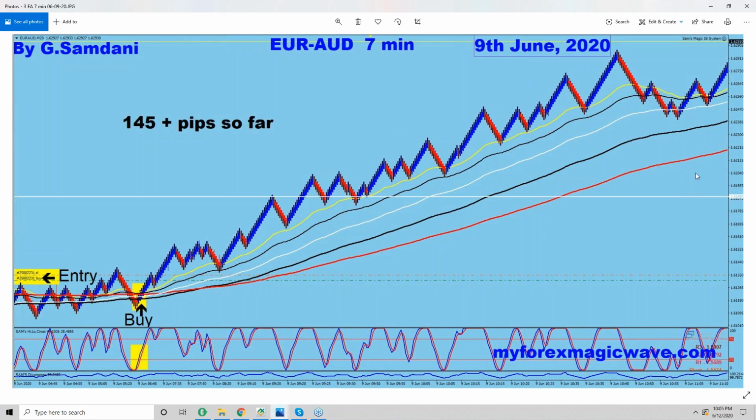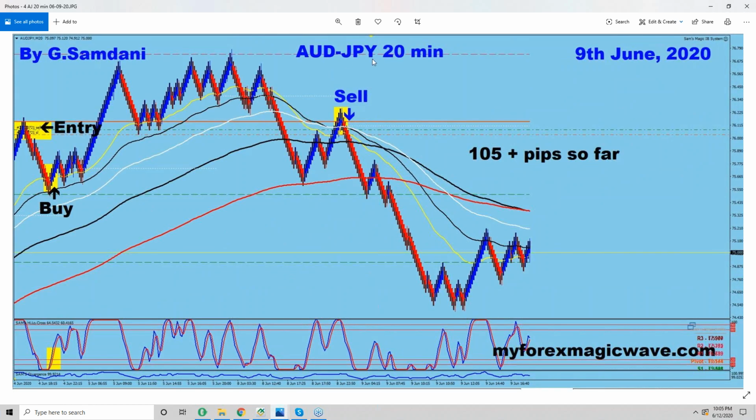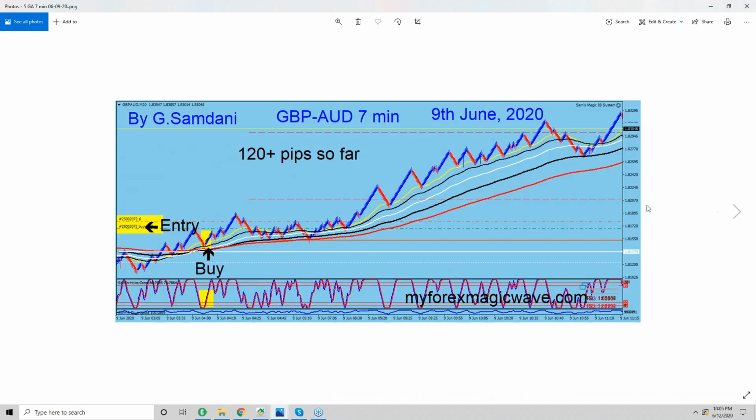And also on the 9th, so on the 8th was a couple of them, on the 9th, and then this is Aussie yen. Remember I said all yen pairs to the downside. So Aussie yen also went down 105 pip, and then pound Aussie, euro Aussie, because Aussie was getting weaker, so these pairs were going up. So euro Aussie, you saw the upside, pound Aussie again from the 7-minute chart, early entry, and 120 pip.